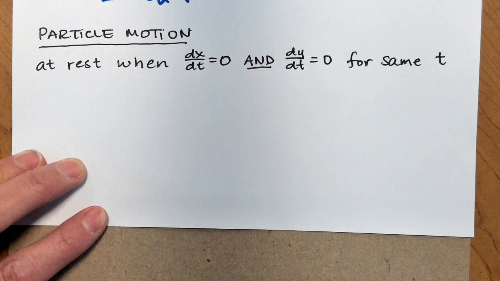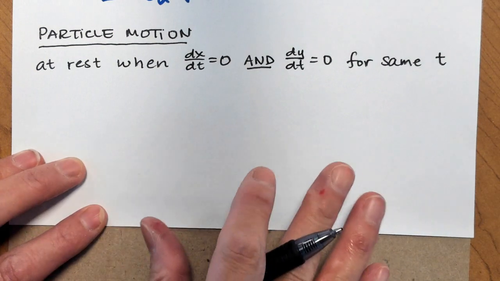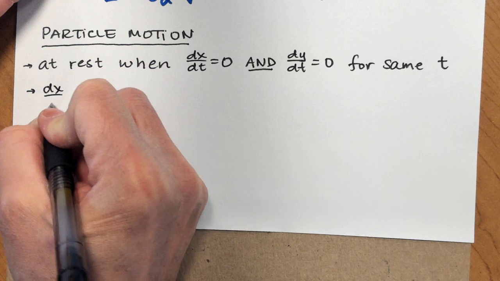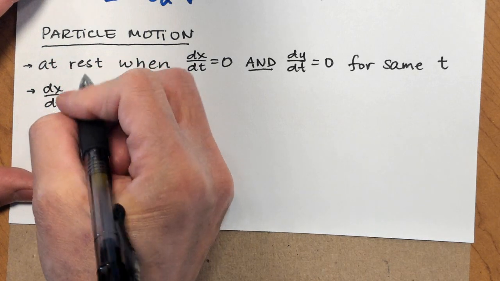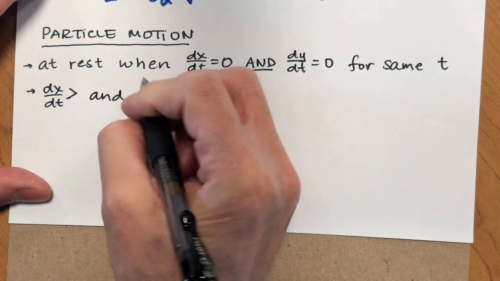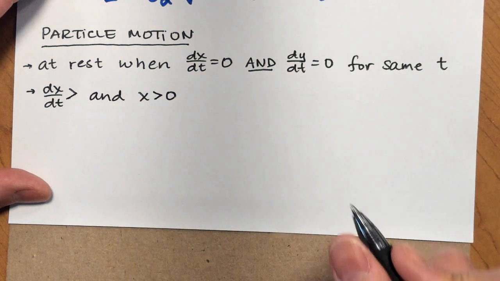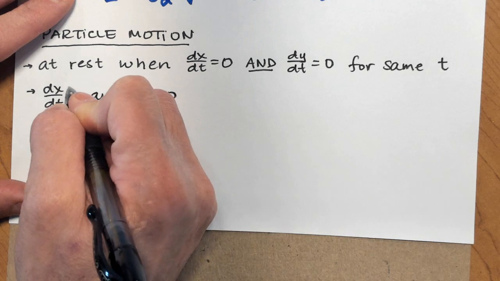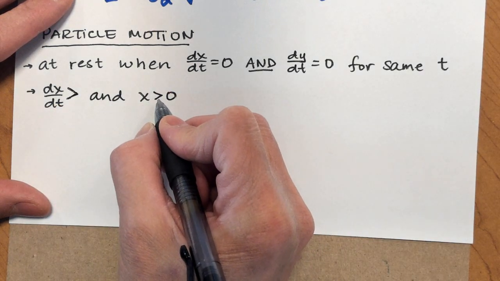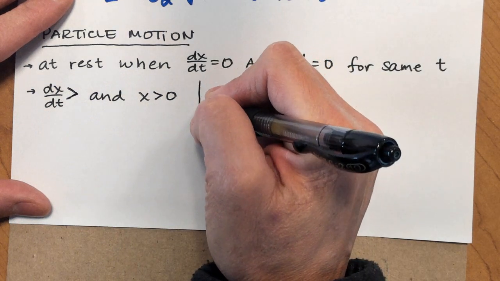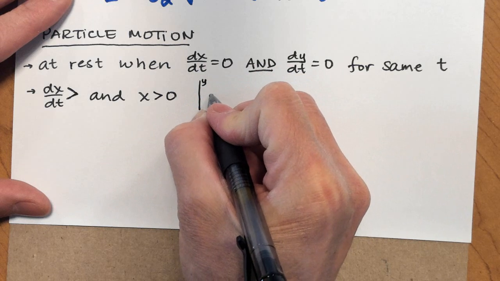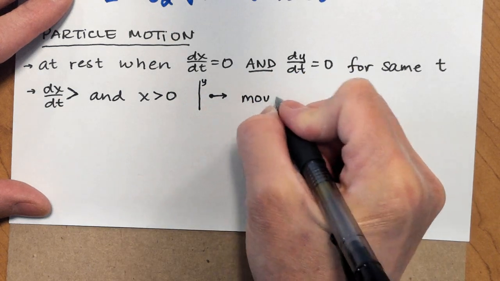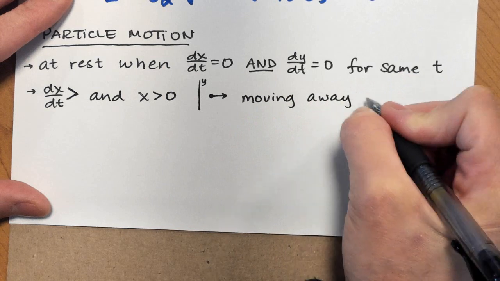Okay? So what kind of a motion does a particle have? Let's look at different kinds. First of all, let's say dx/dt is positive and x is positive. So the derivative of x is changing in the positive direction, and x is already positive. You can imagine that if this is the y-axis, you've got a point somewhere over here, and the point is moving this way. So this is moving away from the y-axis.